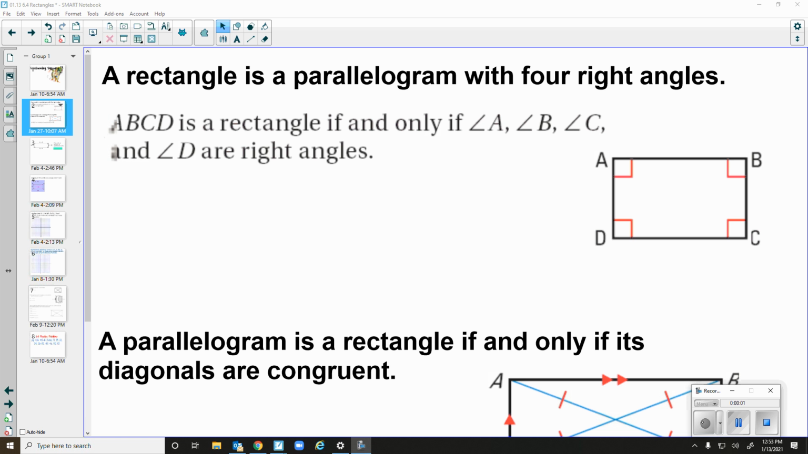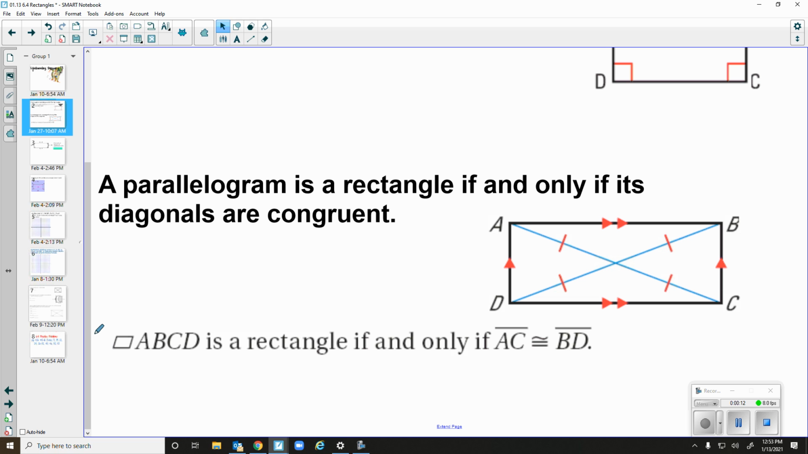What makes something specifically a rectangle instead of a parallelogram is the 4 right angles. And for a parallelogram, diagonals bisect each other. That's our parallelogram rule. But to take it a step further for a rectangle, the diagonals are bisected, but they also are congruent. So that's that little added part.